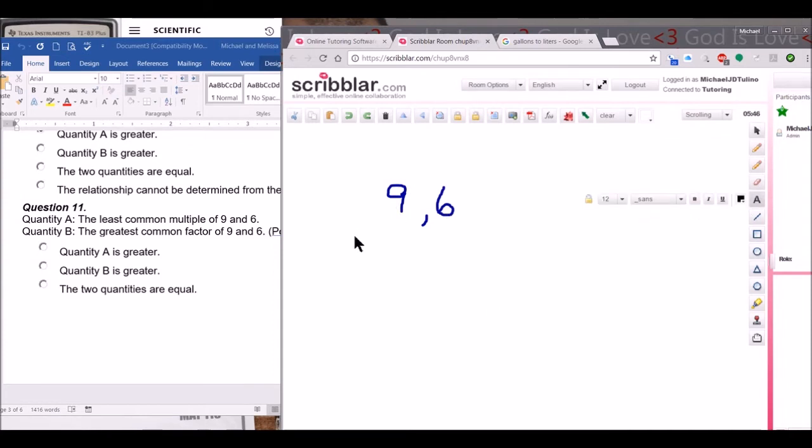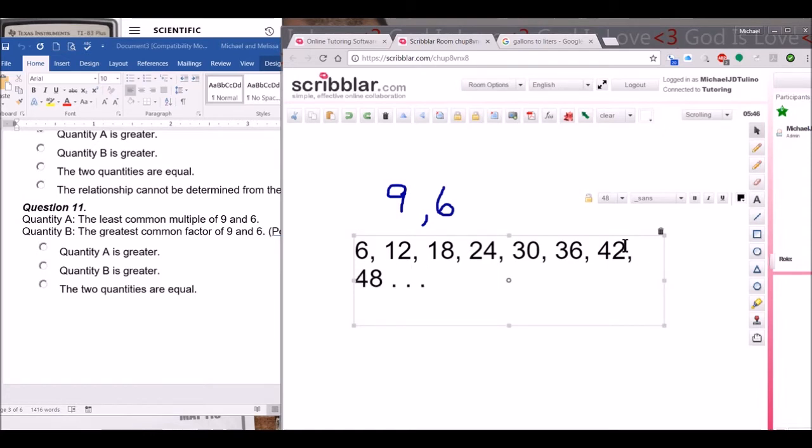Let's make this a little bigger, a little quicker to write, so you guys can see it. Here we go. We start with 6. 6 times 2 is 12, times 3 is 18, times 4 is 24, then 30, 36, 42, 48, and so on. It's pretty easy to make a mistake, so let's double check. 6, 12, plus 6 is 18, 24, 30, 36, 42. Yep. And now let's take a look at the 9s.